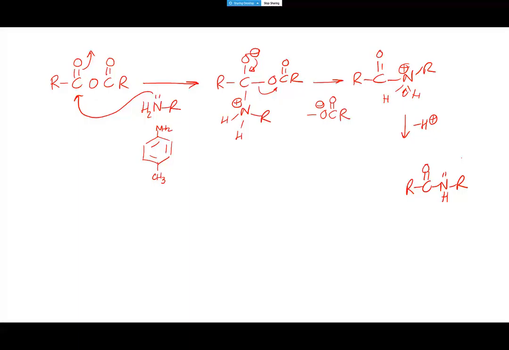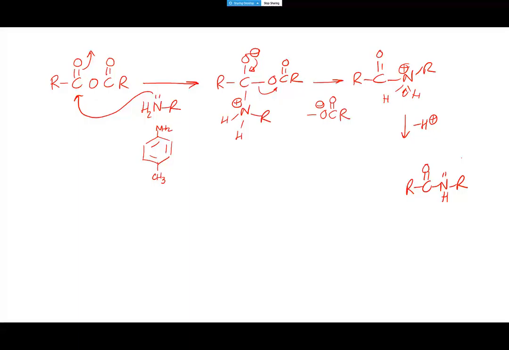So this is just one example. If you wanted to do the mechanism of anything else, just replace the amine and put in whatever else you're adding. Water, alcohol. It's going to be the same series of steps. And again, I'm using the O minus coming back down instead of transferring the proton. Yeah, just makes it a little easier. Okay, so that's what anhydrides do.